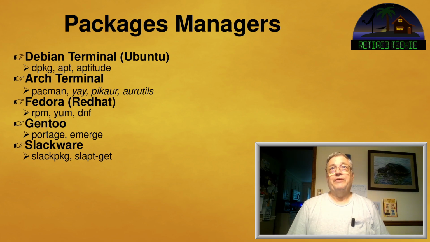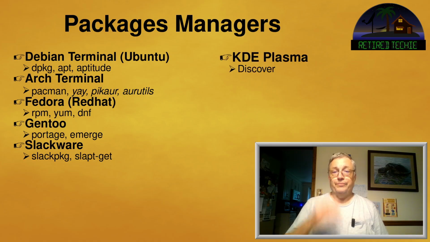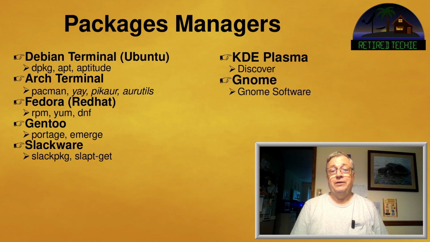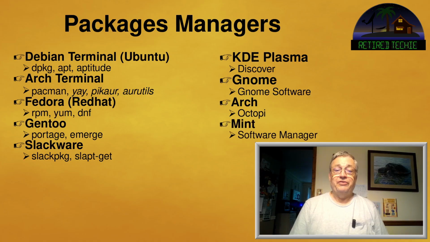Now, since we are living in 2025, KDE Plasma has introduced Discover, and whichever Debian, Arch, Fedora, whatever you have, when they have KDE Discover, it's set up to work with their package repositories. GNOME also has GNOME Software. Arch has something called Octopi. Mint has a software manager.